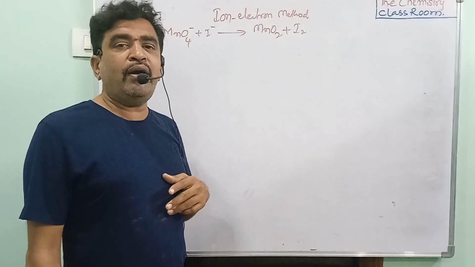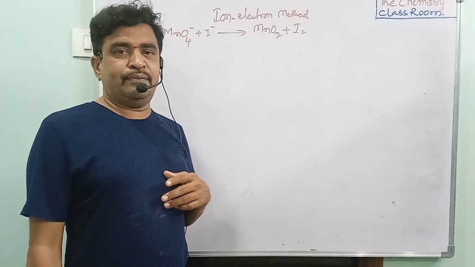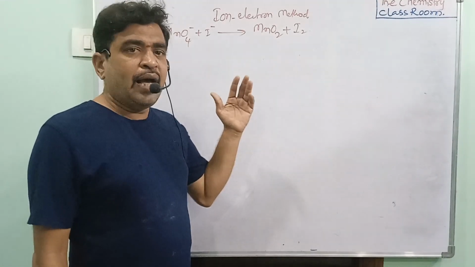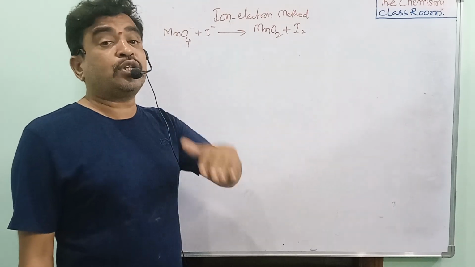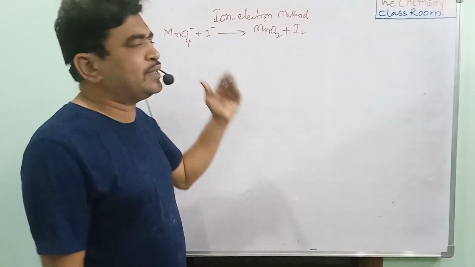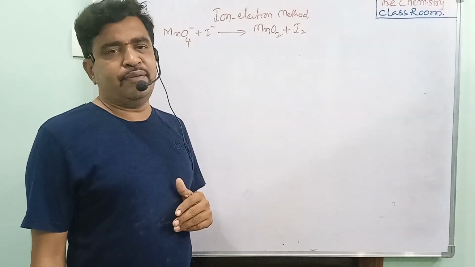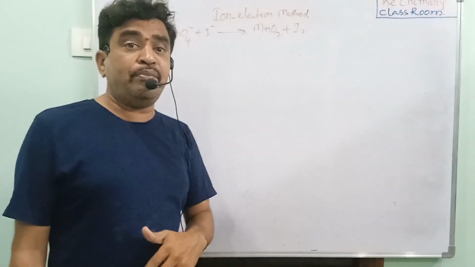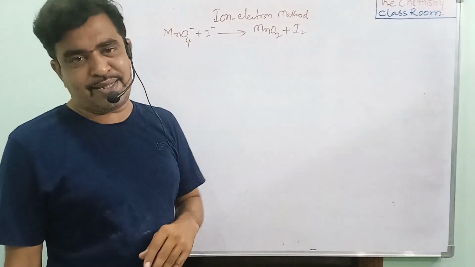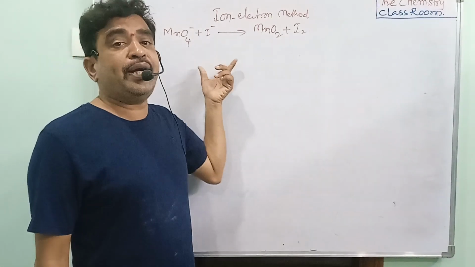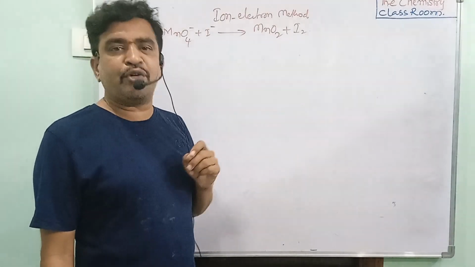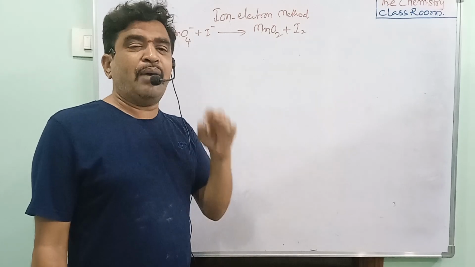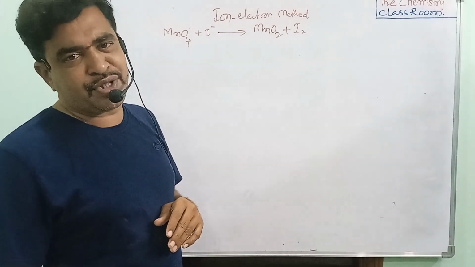It is also called the ion-electron method. Why? Because the atoms and the charges are also balanced with this method. The ion-electron method can balance the atoms, and at the same time the charges also balance. That's why it is complete balancing of the chemical equation. With this method, you completely balance the chemical equation.